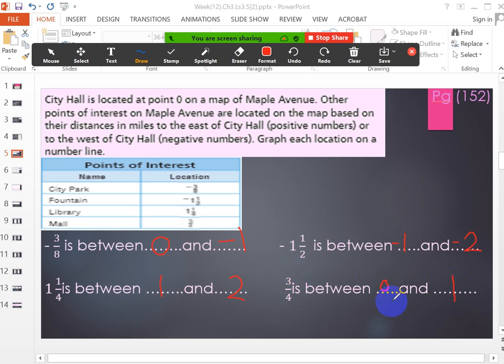Okay, which one you don't understand? Who said that? 1 and 1 over 4. Oh, okay. Okay, I will write it. Okay, I will explain it again.